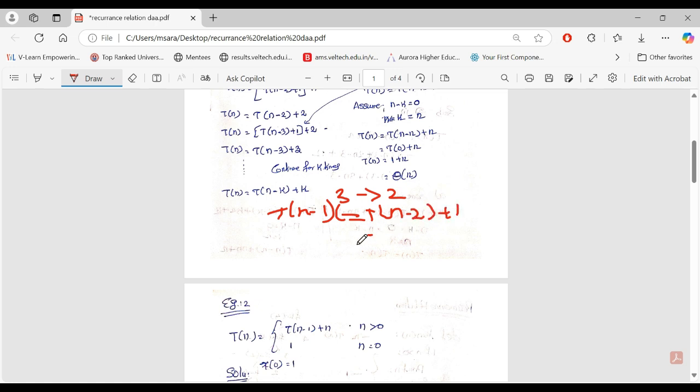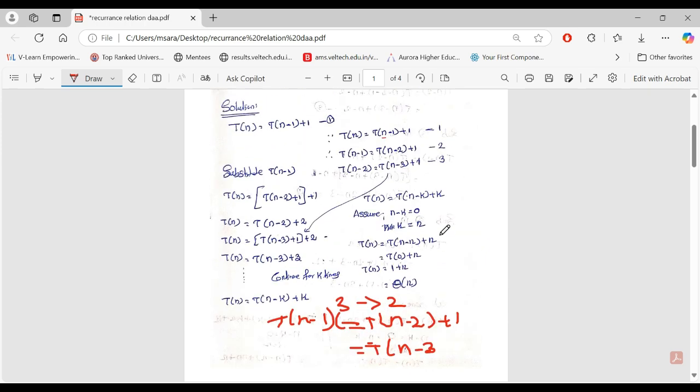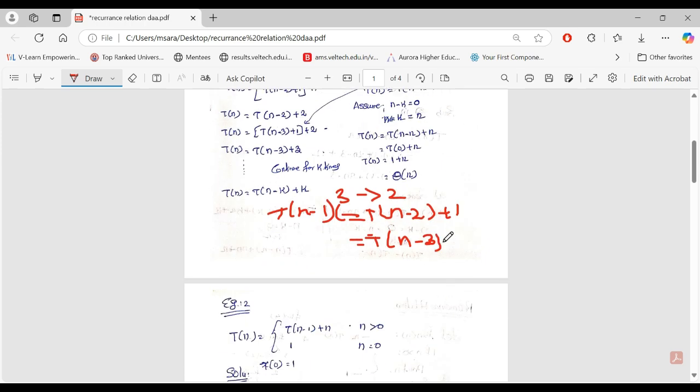So T of n minus 2, if we can find the value, equals T of n minus 3 plus 1. Already having plus 1s there, so it is written as T of n minus 3 plus 2. We got equation number 4 for that. This comprises the fourth equation. After finding the fourth equation, we substitute it into equation number 1.